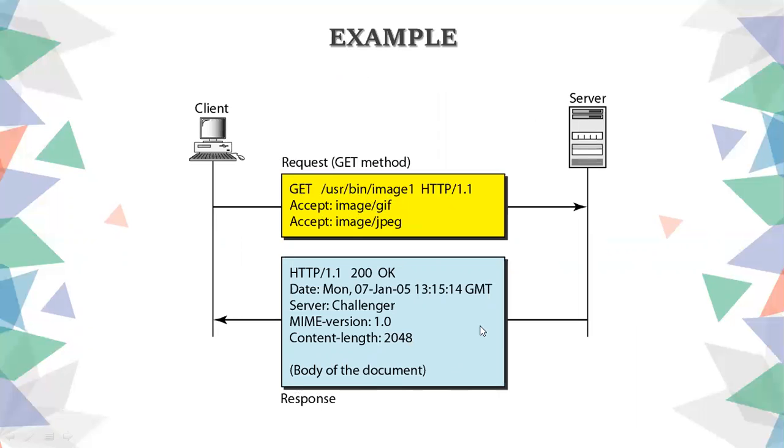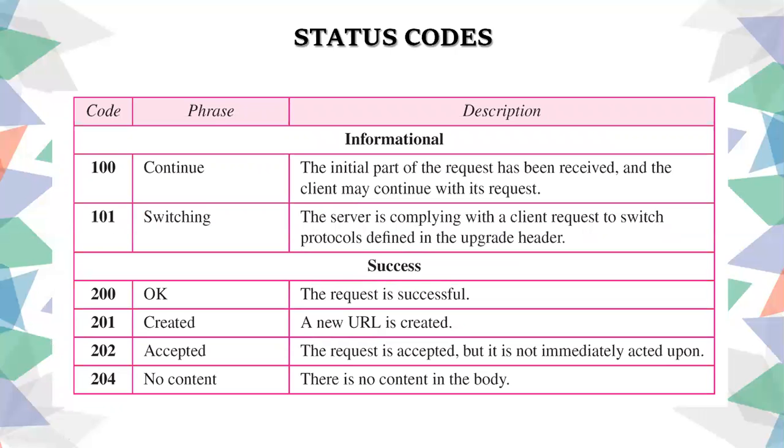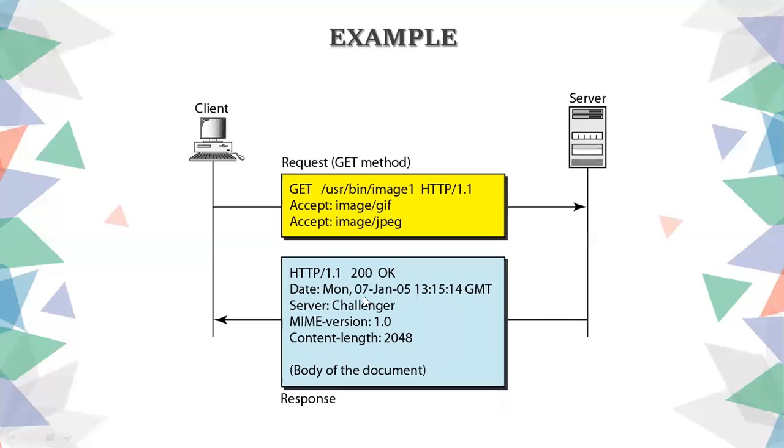The server acknowledges that, with the version of the protocol, and a status code 200. We see here that the status code 200 is OK, the request is successful. That will be in the status code. So that will be provided here, along with the date, the version, and the content length.